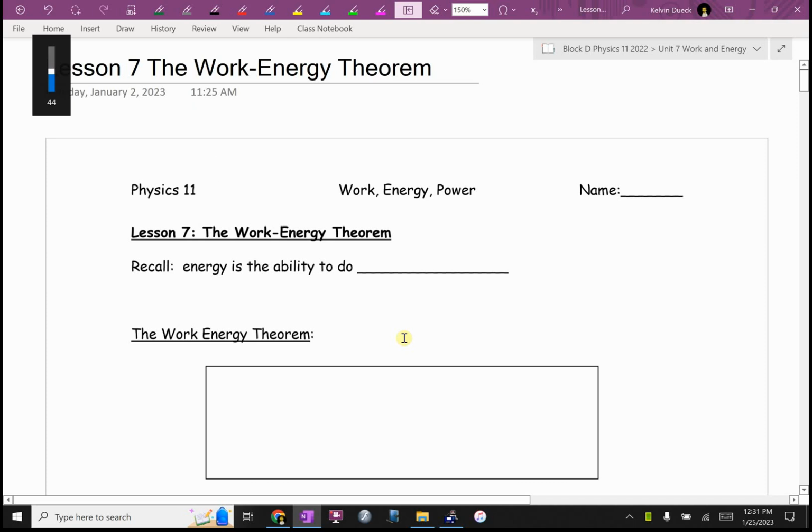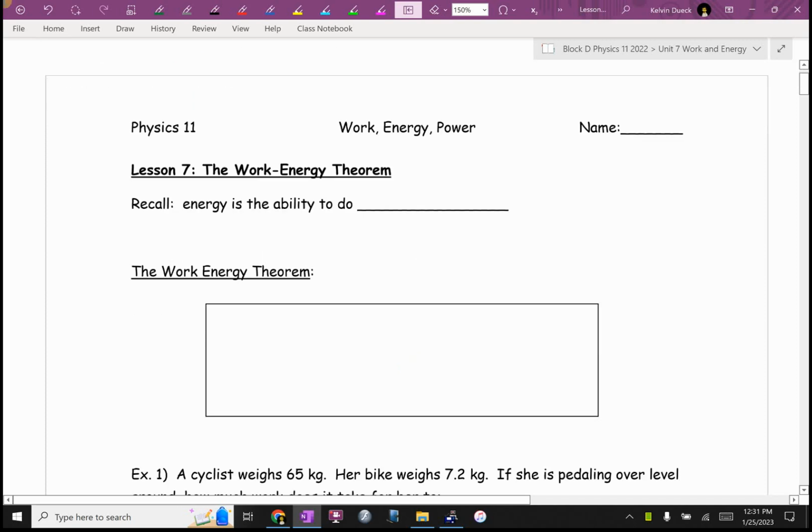So first of all, I said recall, energy is the ability to do, who remembers the punchline? Work. Okay? And then this next bit don't write down, but our first definition of work was force times distance. It's on your formula sheet, which is why I said don't bother writing it down. But that was a very limited definition. There were some conditions attached.